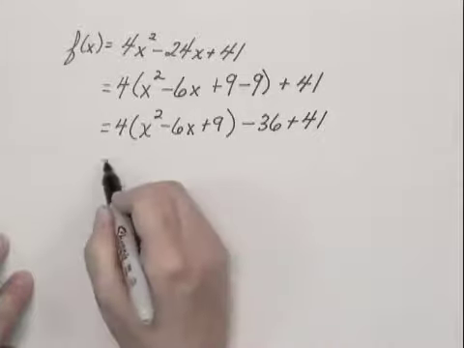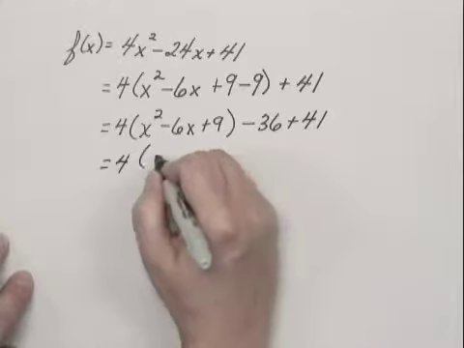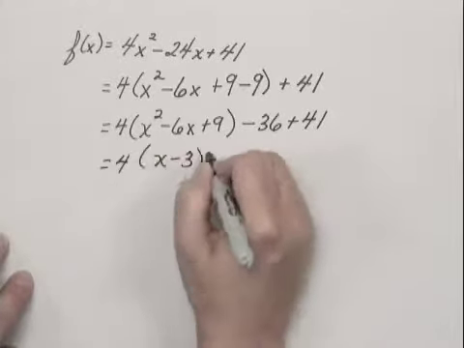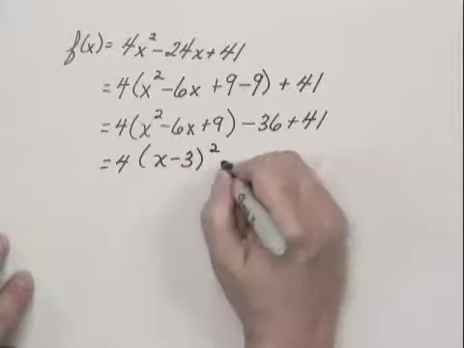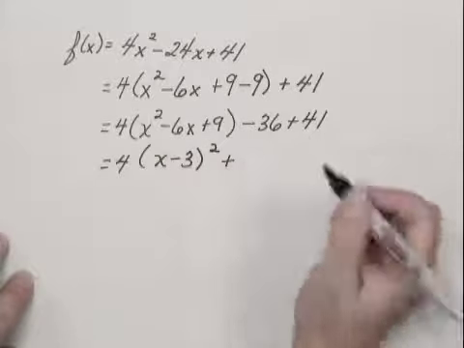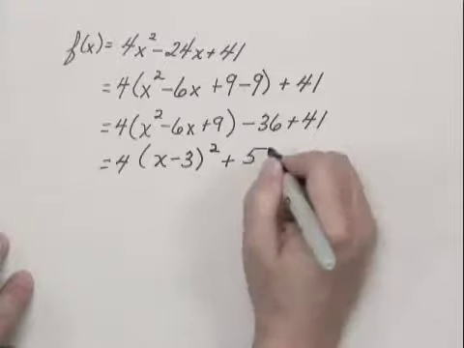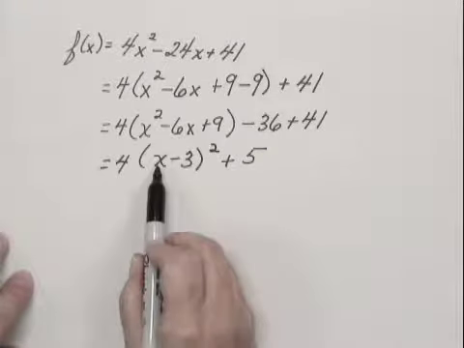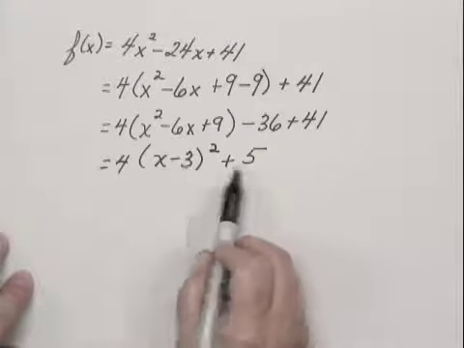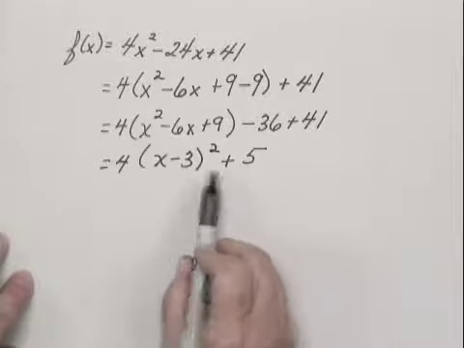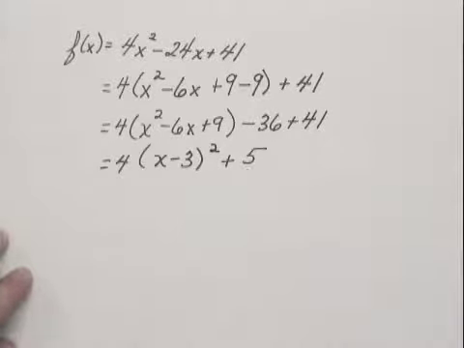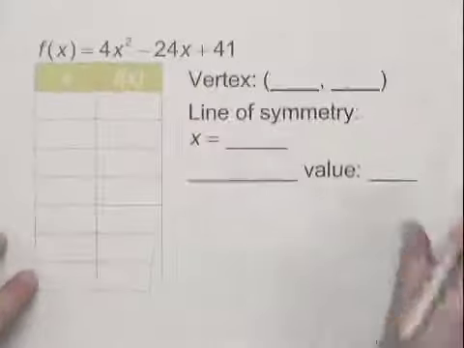At this point, I can now write it as 4 times x minus 3 squared plus negative 36 plus 41, which is 5. This is x minus h, and this is k. So h is 3 and k is 5. So the vertex is (3, 5).